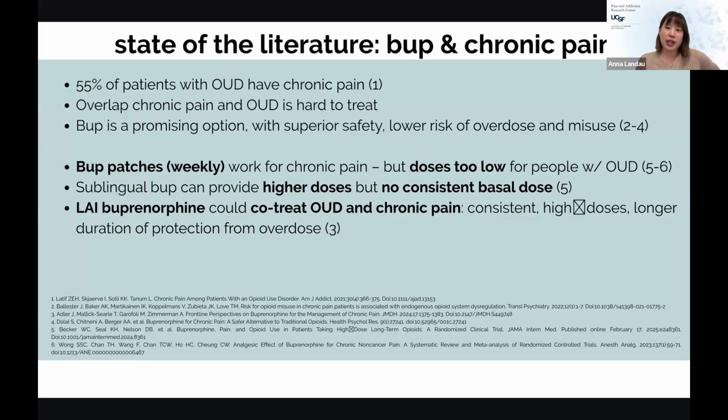But again, it can be very, very challenging if there's ongoing uncontrolled chronic pain. There's this question of whether injectable buprenorphine, which is a much higher dose of buprenorphine, could actually treat their pain and treat someone's opioid use disorder because it's a more consistent dosing. It's less ups and downs than you would have with the sublingual doses. You can offer higher therapeutic concentrations in the serum, and then it's a longer duration of protection from overdose, which again portends that higher safety profile.